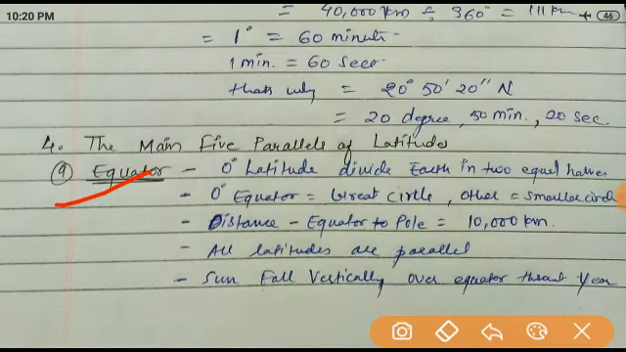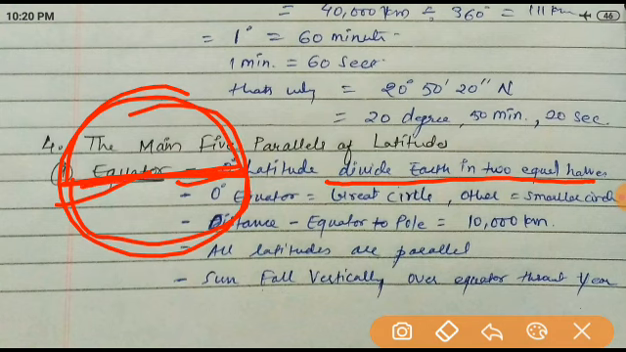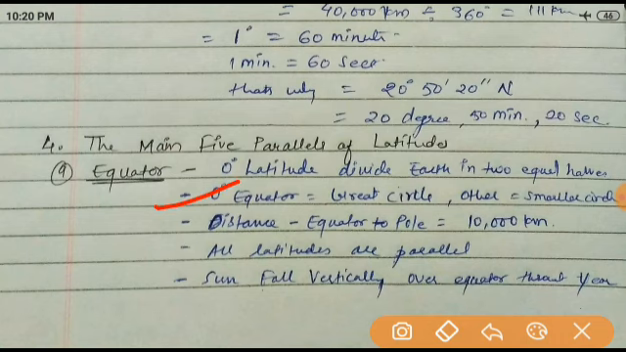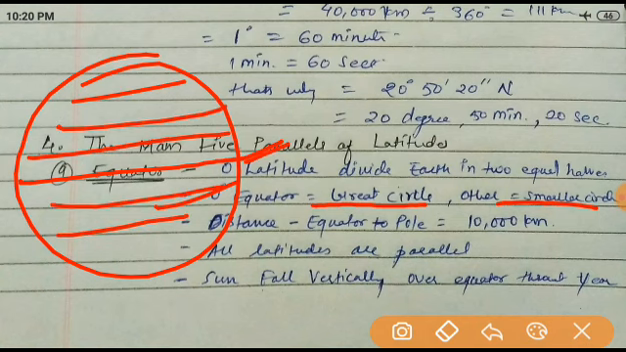First of all, I am talking about the equator. What is the importance of the equator? This 0 degree latitude divides the earth into two equal halves. I already explained that the equator makes the northern hemisphere and southern hemisphere. That's why this is a very important latitude. The equator is also called a great circle, and the other lines are called small circles.